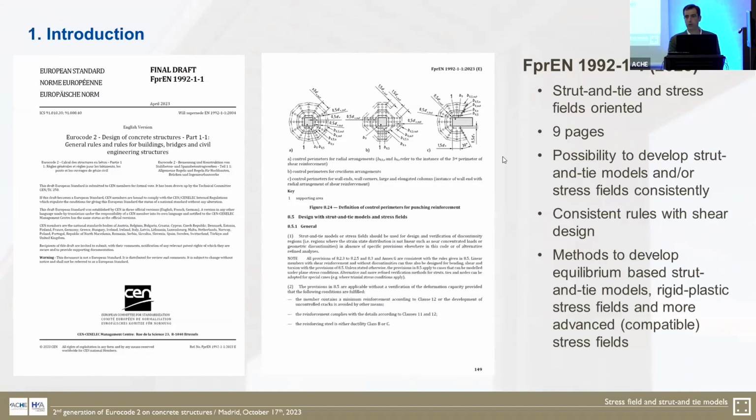It is giving also these consistent rules for the shear design, and also it is opening the door to, as I was showing before, not only to do strut and tie and stress fields from a rigid plastic perspective, so handmade analysis, but also it is really leading to introduce more advanced elastic plastic compatible stress fields that allow for much more interesting analysis, particularly in views of assessment of existing structures.